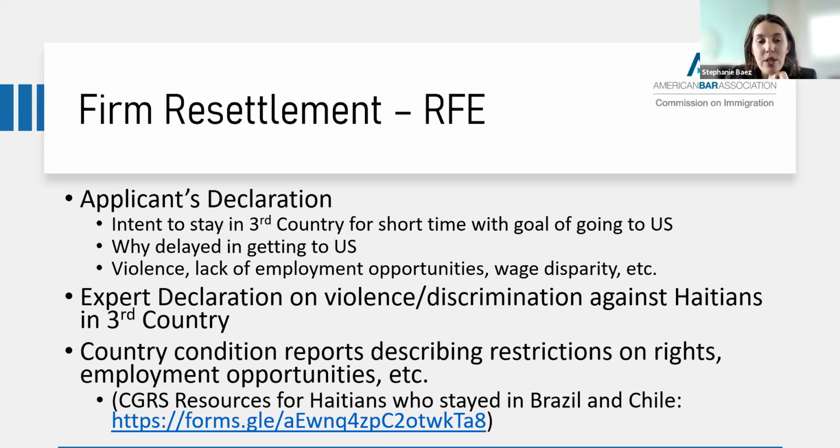And one excellent resource is the CGRS resources for Haitians who have stayed in Brazil or Chile, and there's a link here. These are excellent country conditions reports that can help if you've got a Haitian client who's spent significant time in Brazil or Chile, which is a fairly common posture that we're seeing these days. Then there's an excellent availability of resources for your country conditions.